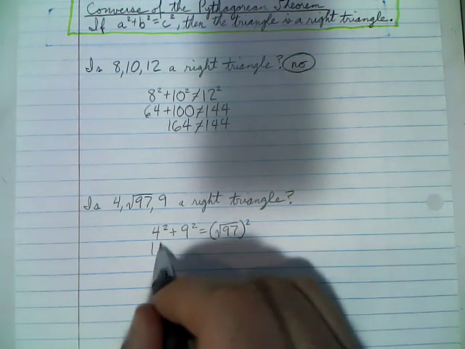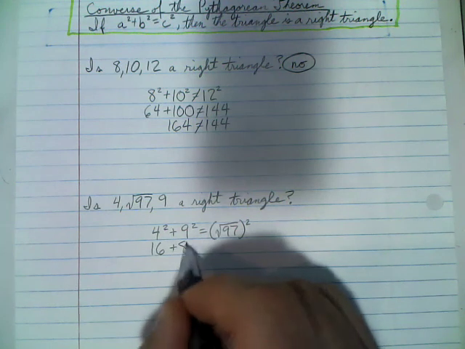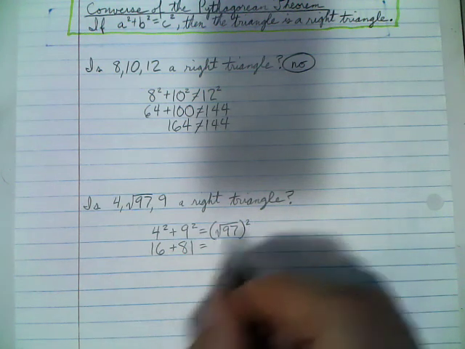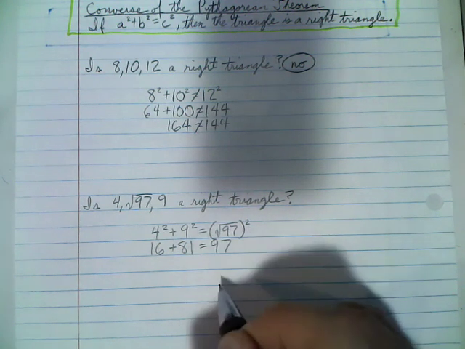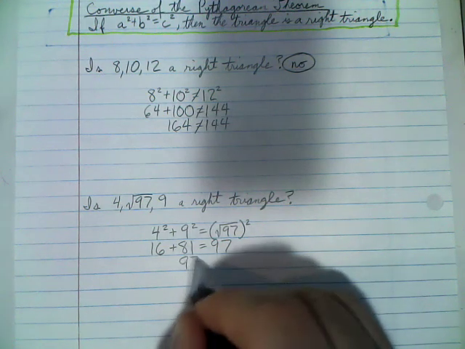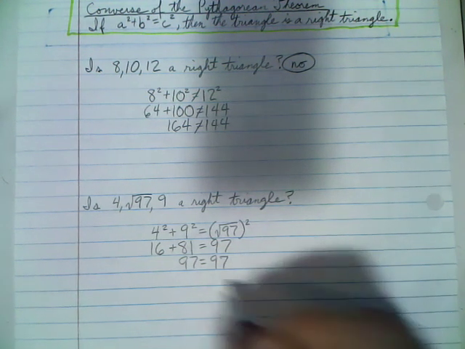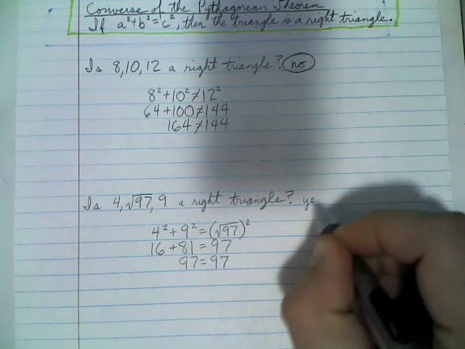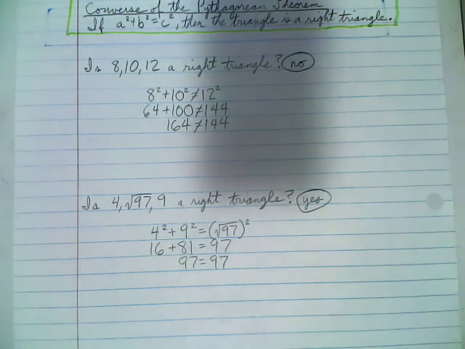So 4 squared is 16, 9 squared is 81, and the square root of 97 squared, well, those are going to cancel, is 97. 16 plus 81 is 97. So would these three lengths form a right triangle? Yes, it would.